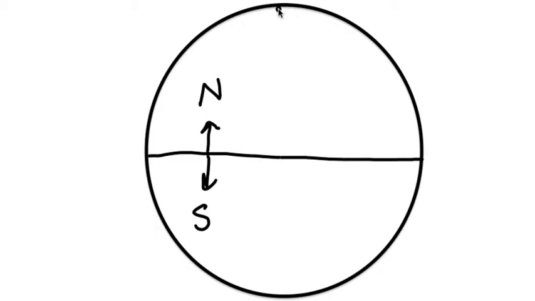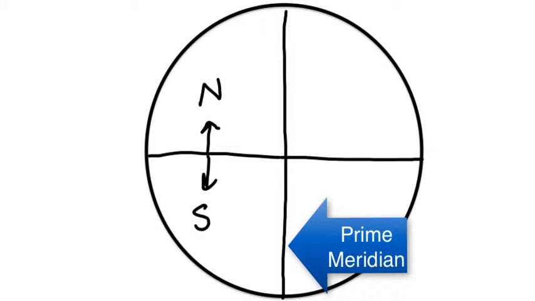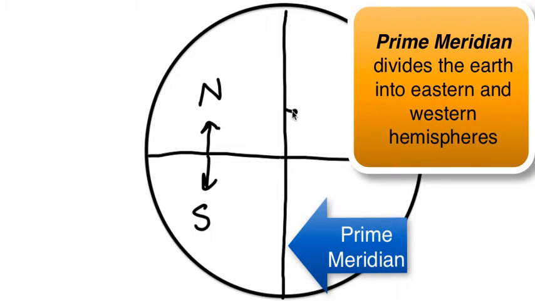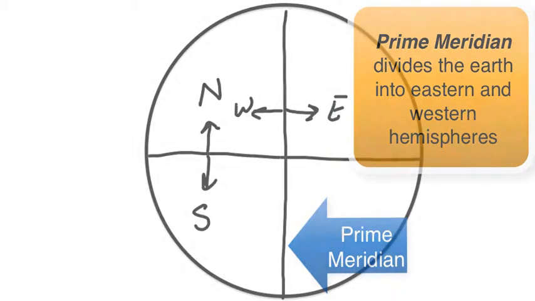Now, there's another line that splits our Earth in half, like the equator, but it goes up and down instead of side to side. That line's called the prime meridian. The prime meridian runs through a city called Greenwich, England. What it does is split the Earth in half into east and west, where everything on this side is east and everything on this side is west. Now, what we need to keep in mind here is that this is a sphere, so it reaches all the way around. Let's take a look at another diagram to help us out with that.